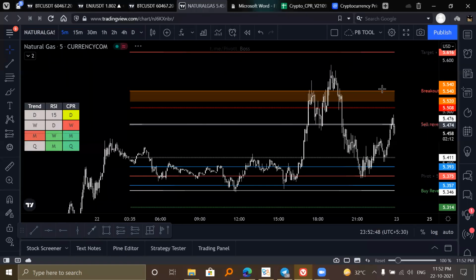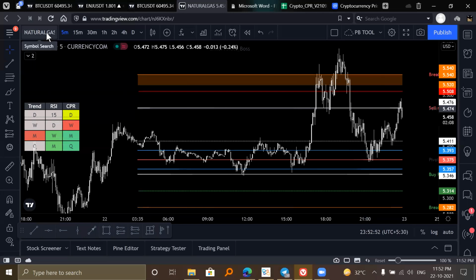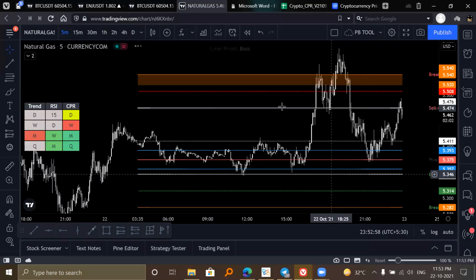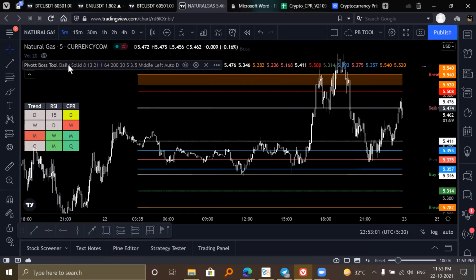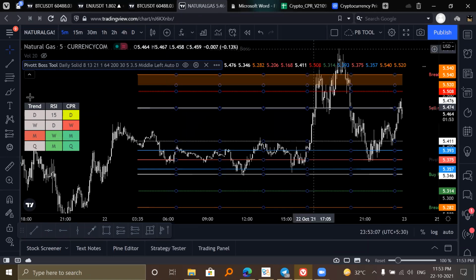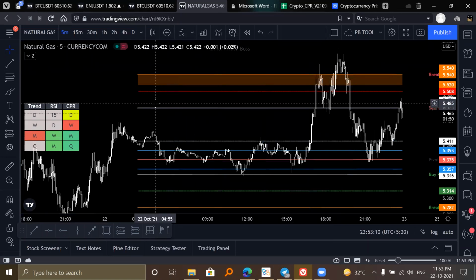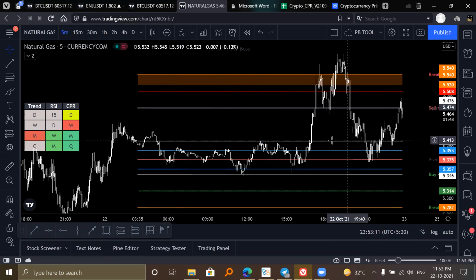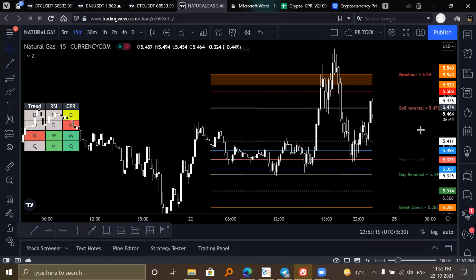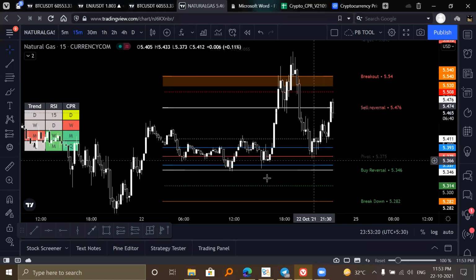Just switch this thing to daily. This is not daily time, these are daily pivots. I guess these are daily pivots. Just check one more time. Yeah, daily. Okay, this is 5-minute time. Yeah, move it to 15. It is too big. Yeah, just have a look, right?